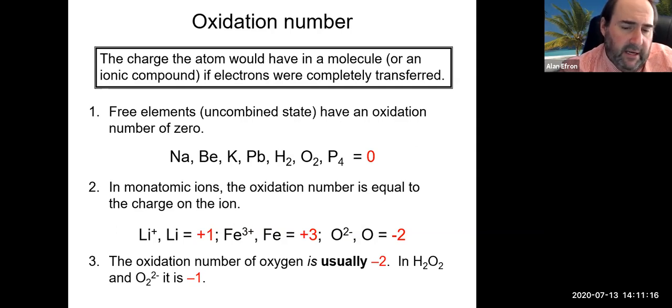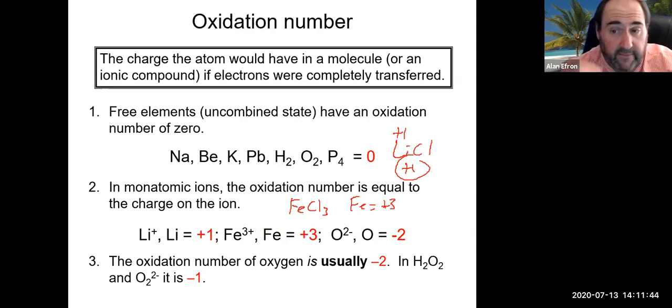For monoatomic ions, the oxidation number will equal the charge on the ion. So really what this means is if you have something like your basic, for example, iron(III) chloride, the iron here would have, like it shows there, a +3 charge. If you had something like lithium chloride, we know that this is going to be +1, so the oxidation state of lithium there would be +1 as well.